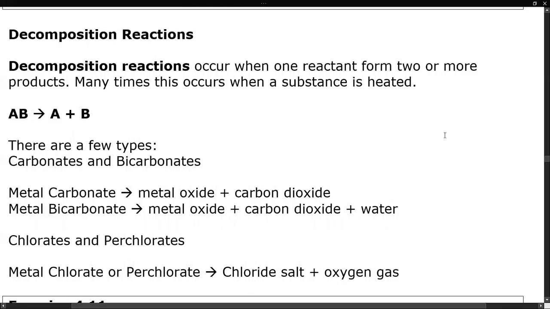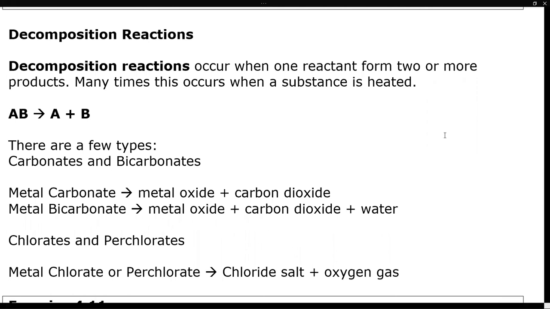Okay, decomposition reactions are the opposite of combination reactions in that they are going to have one compound and it's going to break apart into smaller compounds or elements. There are a few types, but again, decompositions can get difficult to predict.